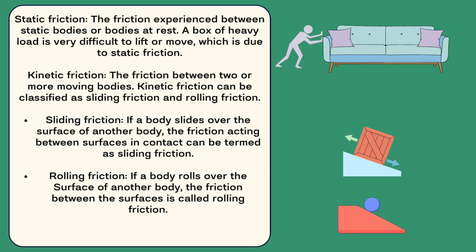Kinetic friction, the friction between two or more moving bodies. Kinetic friction can be classified as sliding friction and rolling friction. Sliding friction, if a body slides over the surface of another body, the friction acting between surfaces in contact can be termed as sliding friction. Rolling friction, if a body rolls over the surface of another body, the friction between the surfaces is called rolling friction.